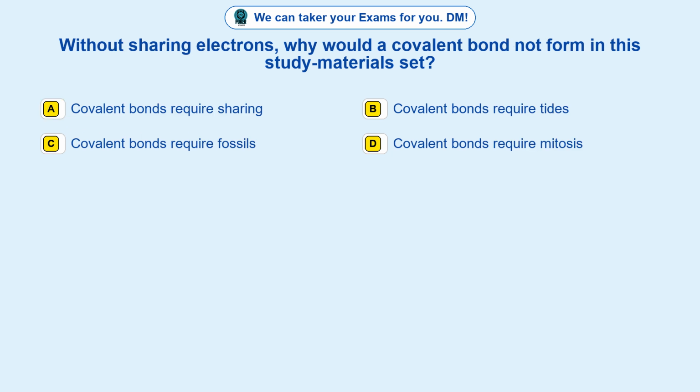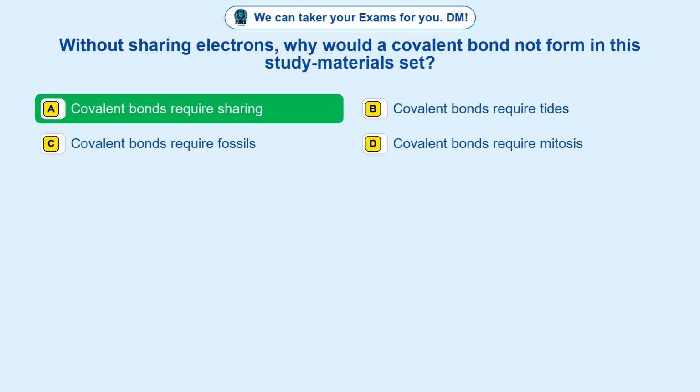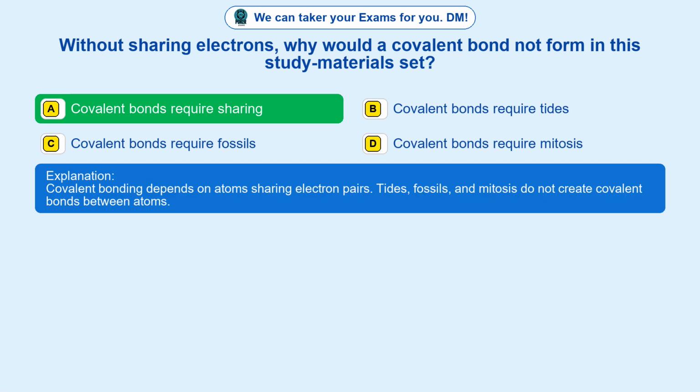Question 34. Without sharing electrons, why would a covalent bond not form in this study material set? Option A, covalent bonds require sharing. Option B, covalent bonds require tides. Option C, covalent bonds require fossils. Option D, covalent bonds require mitosis. The correct answer is option A. Covalent bonds require sharing. Covalent bonding depends on atoms sharing electron pairs. Tides, fossils, and mitosis do not create covalent bonds between atoms.